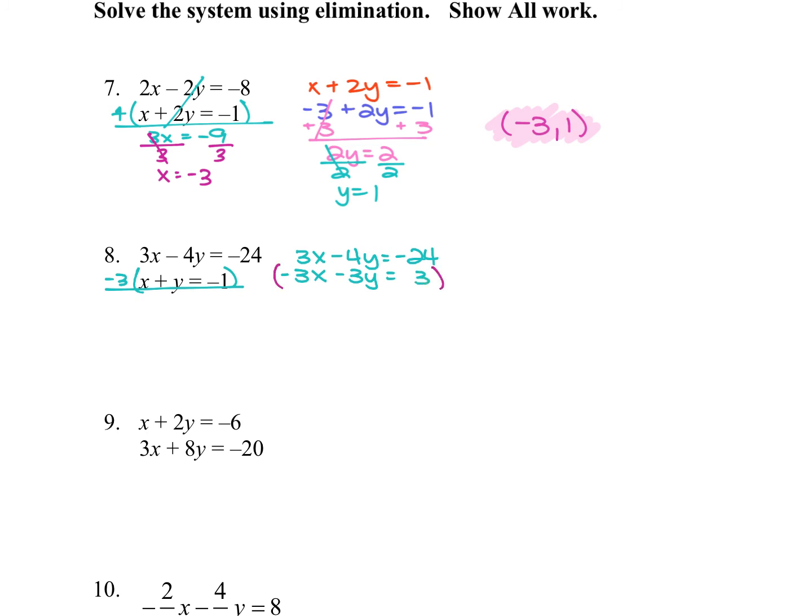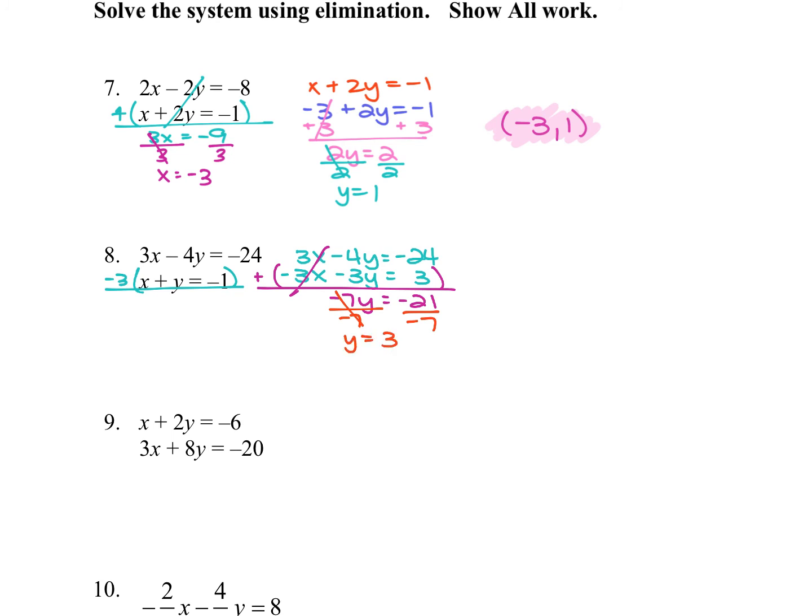From here, I can add these, and my x's will cancel since they have opposite coefficients. That negative 4y minus 3y is negative 7y, and the negative 24 plus 3 gives us negative 21. From here, we'll divide each side by the negative 7 to get y is 3.